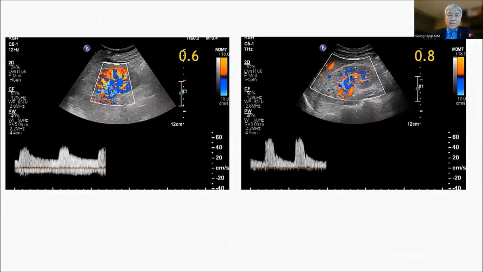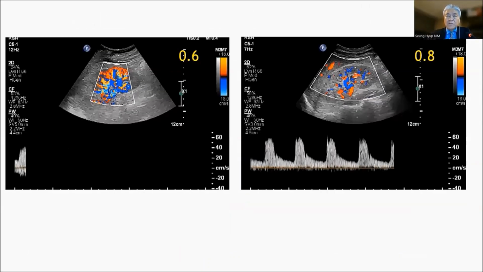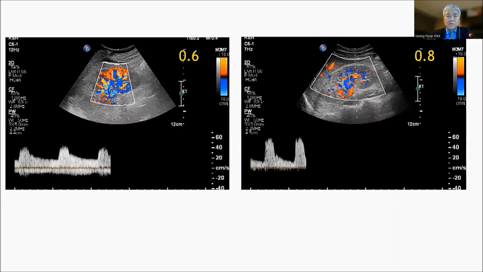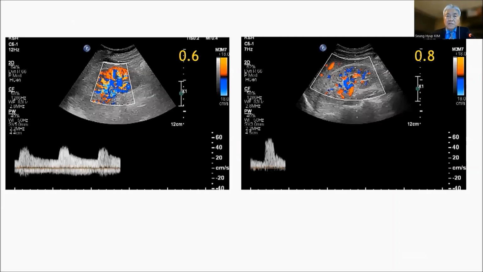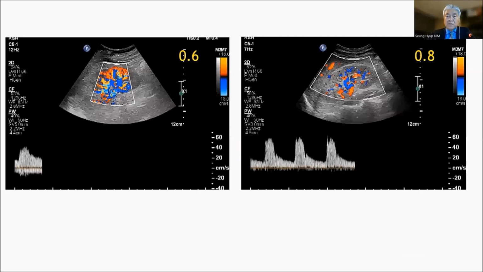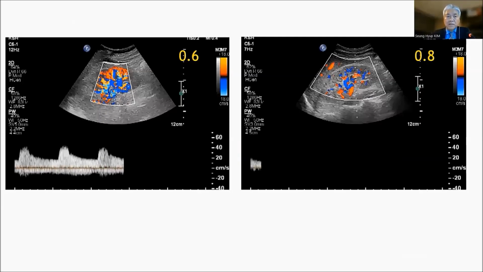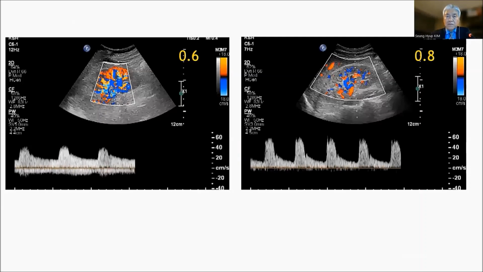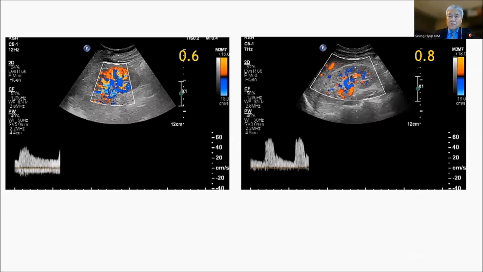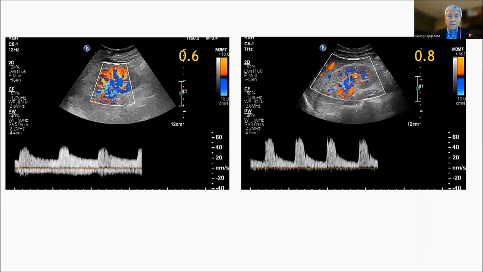As you see in these two patients, the resistive index measured from the Doppler spectra is very important. The left side is a normal Doppler finding with resistive index 0.6, and the right is a patient with a high resistive index of 0.8 due to diabetic nephropathy.